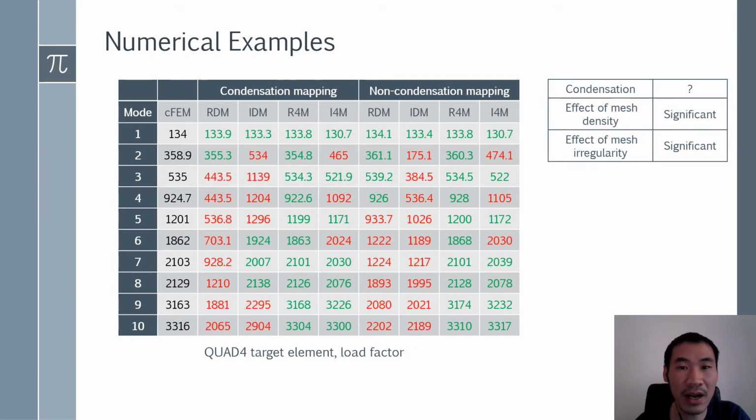For quad 4, as you can see from the table, the mesh density and the irregularity have a significant effect on the result. The mesh needs to be dense enough to have a good result.